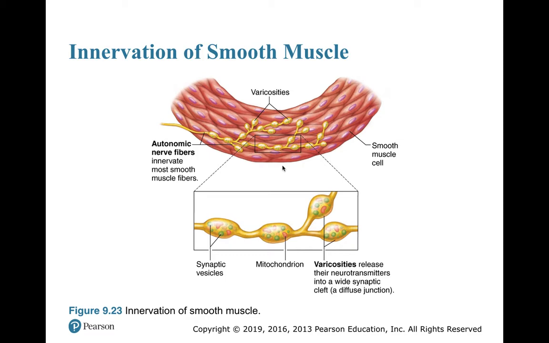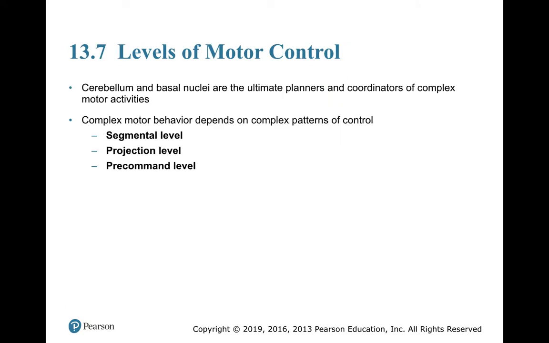So these are the structures that are known as varicosities, and from these varicosities in smooth muscles, they will release the neurotransmitters, norepinephrine or acetylcholine, and that will cause the smooth muscle to contract or relax in some cases.